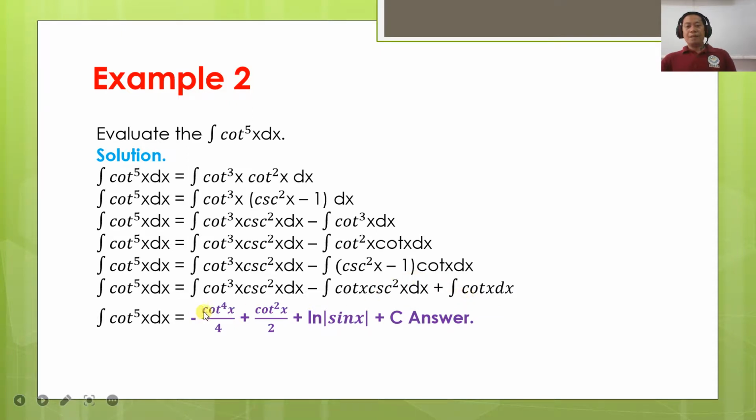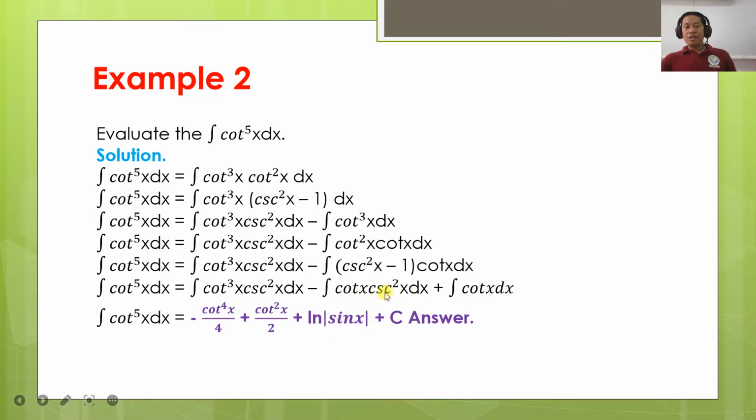And that's it. Pag tinignan po natin, based in our previous lesson, so mapapansin natin na yung cotangent, ang derivative ay negative cosecant squared x. So therefore, this is just a power formula. So mag-a-add tayo ng isa sa exponent, tapos maglalagay tayo ng neutralizing factor na negative 1. The same with the integral of cotangent x cosecant squared x dx.